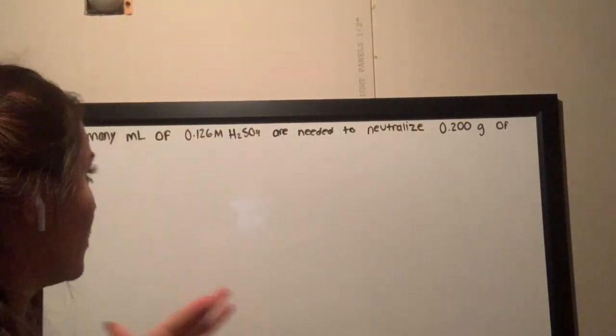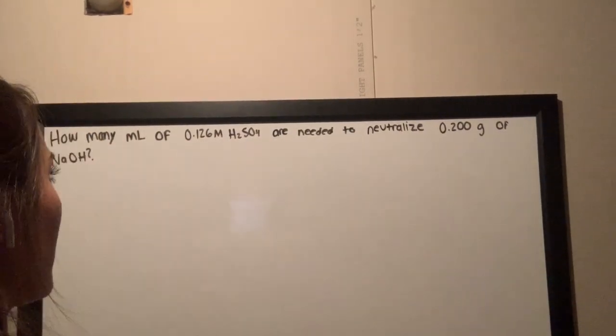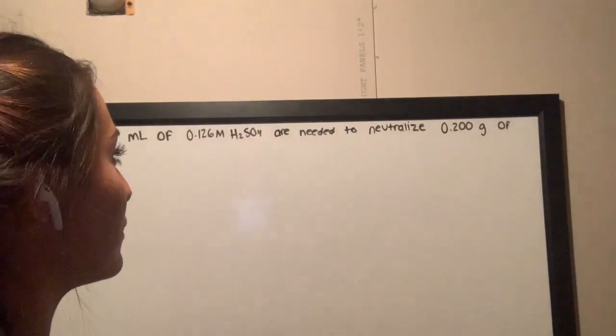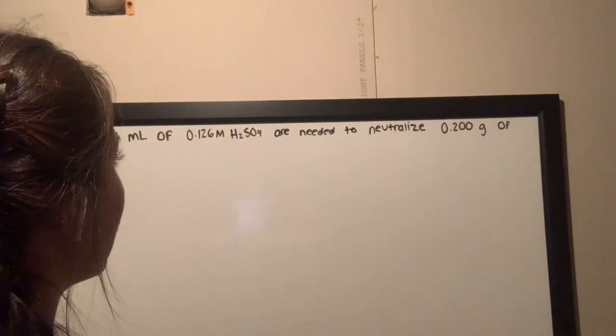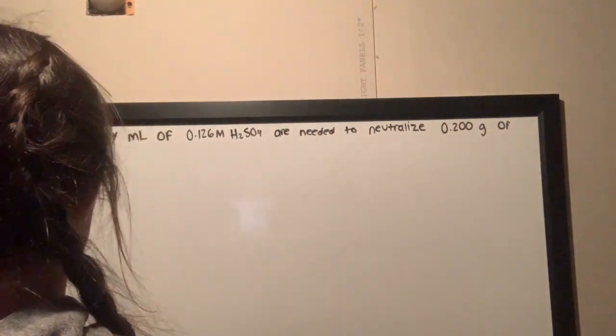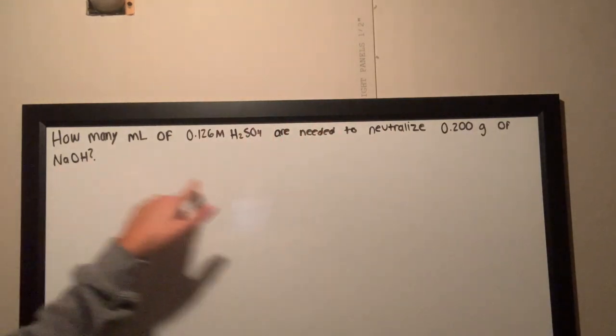Okay, so I'm going to show you guys how to do a neutralization reaction question. This is different from the titration one that I already made a video about where you're using the dilution formula, because in this case you're going to have to use stoichiometry. So the question is, how many milliliters of 0.126 molar H2SO4 are needed to neutralize 0.200 grams of NaOH?